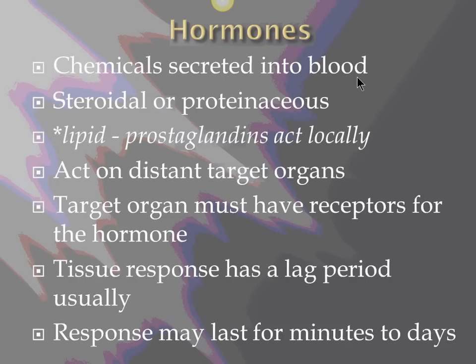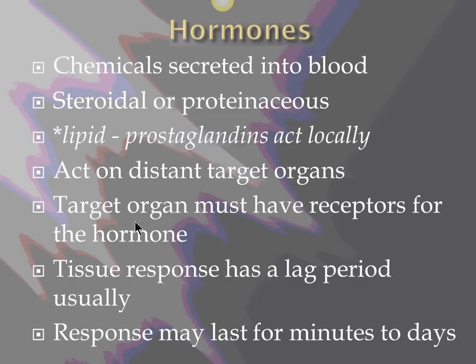Let's look at some of the common features of hormones. These are chemical messengers which are secreted into blood. And like I mentioned, the way they are secreted is the secretions go out into the extracellular space, and from there they are taken by the bloodstream and they go to distant target organs. So when they are secreted, they go to distant target organs. Most hormones have a steroidal or a protein nature. So they are amino acids or steroids. Some are lipid in nature. Most of these are what are called prostaglandins. They act locally, so they don't have to go to distant target organs. They actually act just close by.